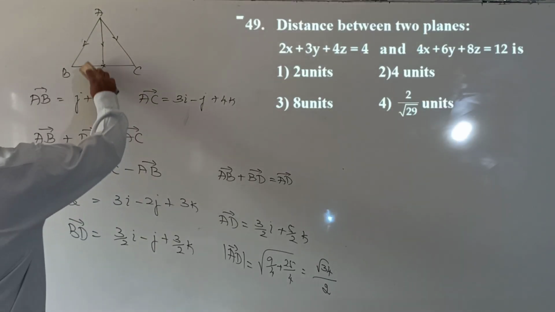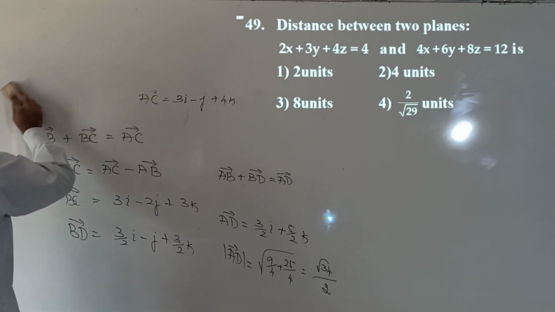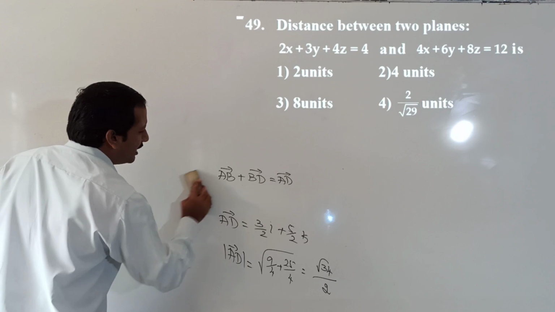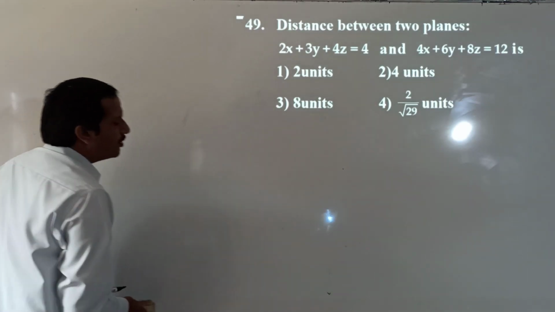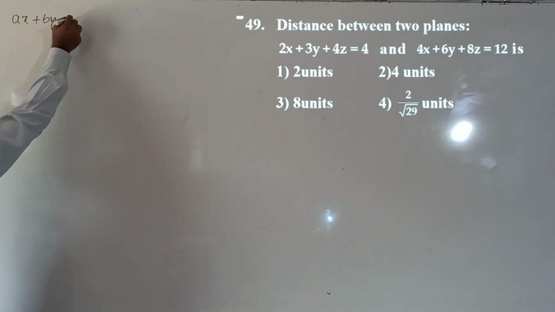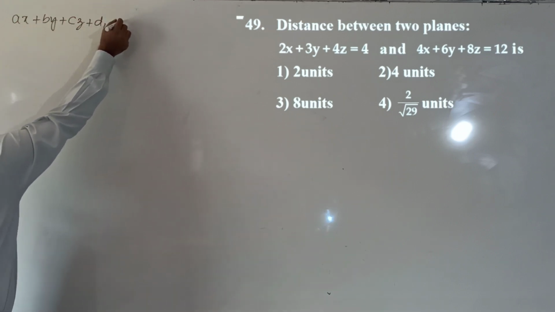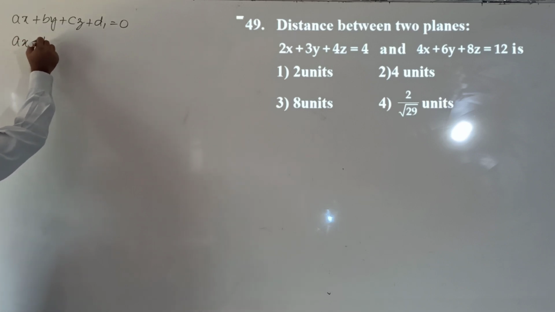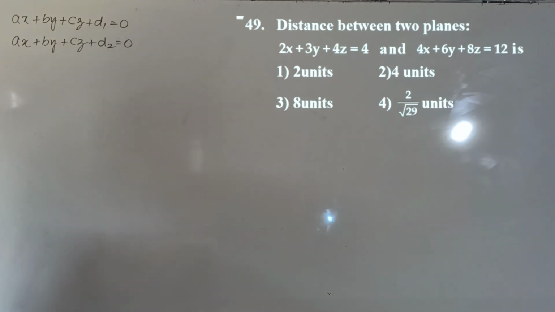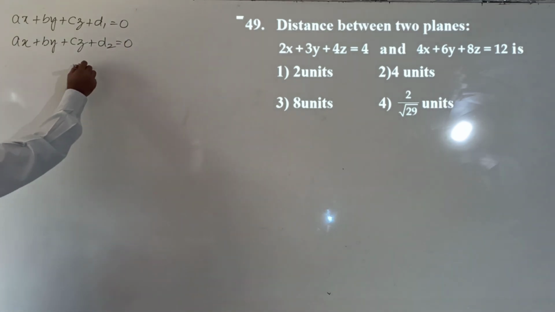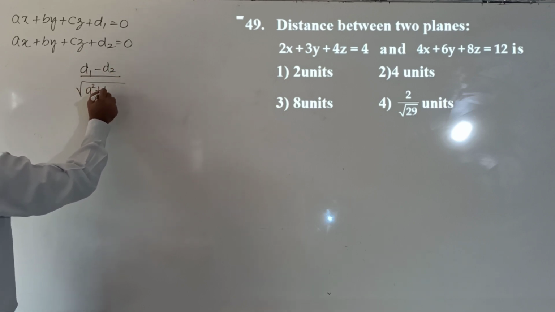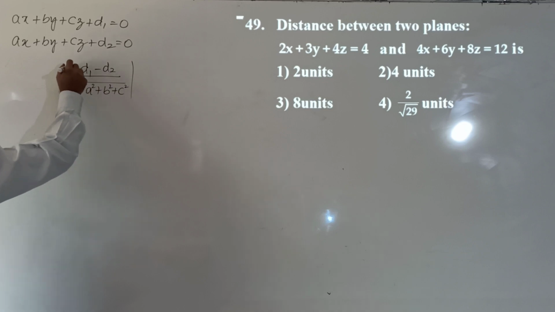49th question. Distance between two planes. The distance between two planes we can find only if those two planes are parallel. So observe that the two planes are parallel here. When two planes are parallel, let me consider two equations: ax plus by plus cz plus d1 is equal to 0, and ax plus by plus cz plus d2 equal to 0. These two are parallel planes. The distance between these two planes is d1 minus d2 divided by root of a square plus b square plus c square. This is the formula we know.